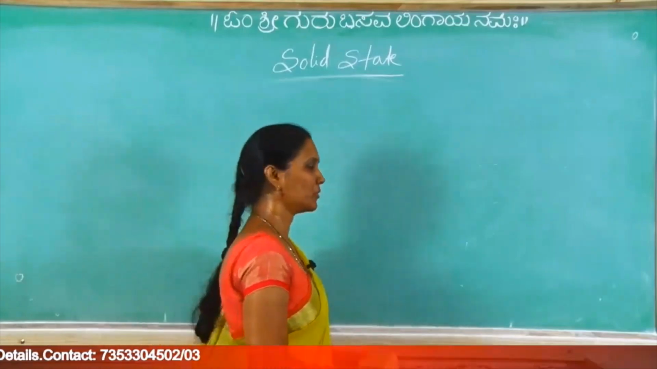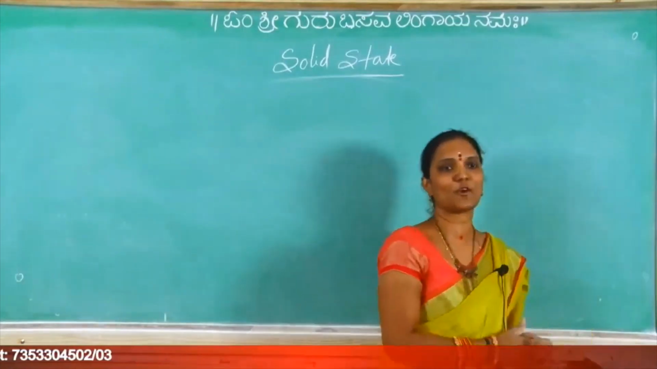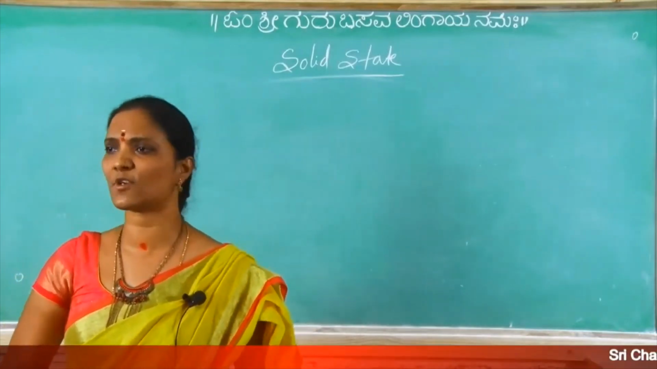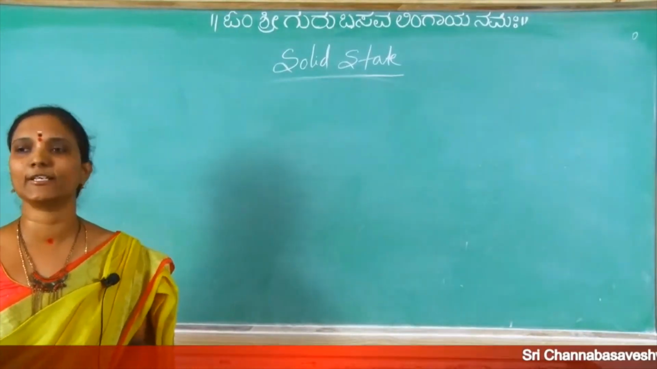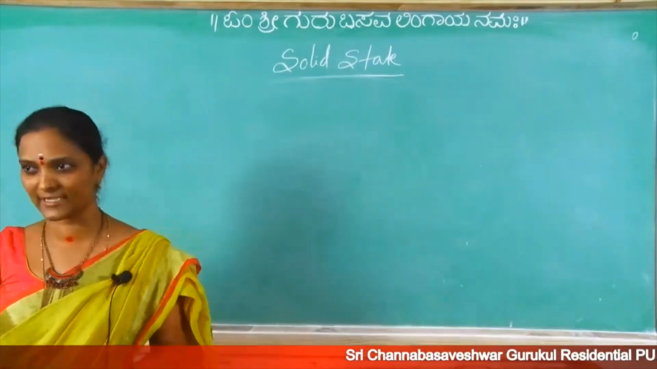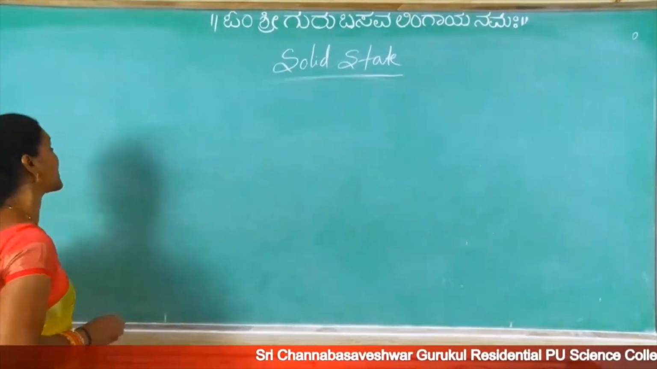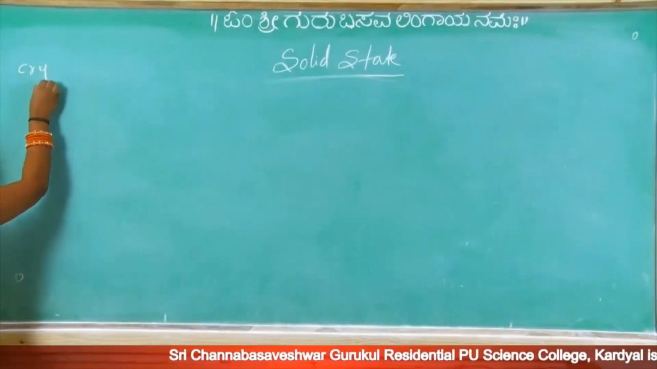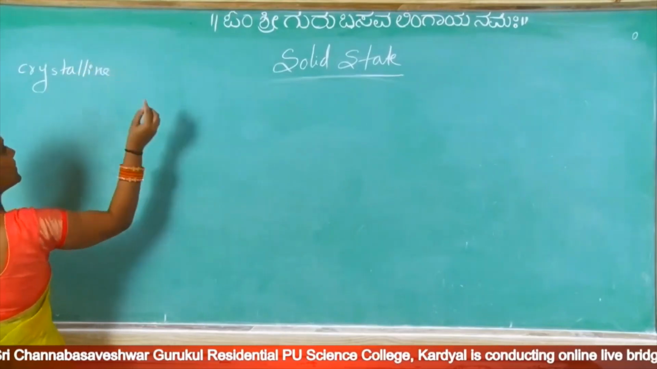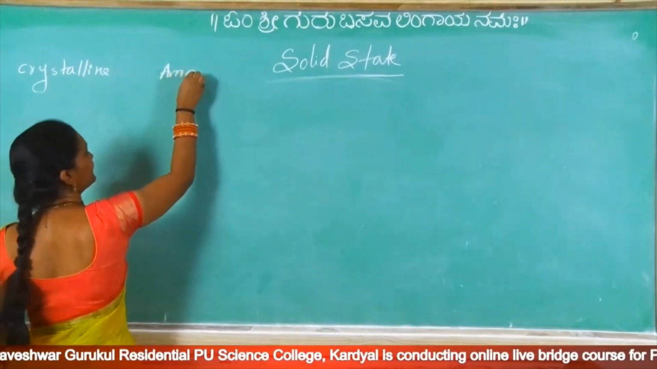Now, what are the different types of solids? This is the first concept we are learning. Solids are majorly divided into two types: crystalline solids and amorphous solids.